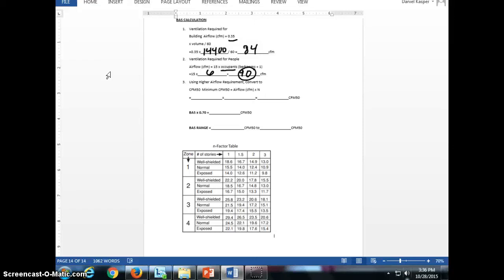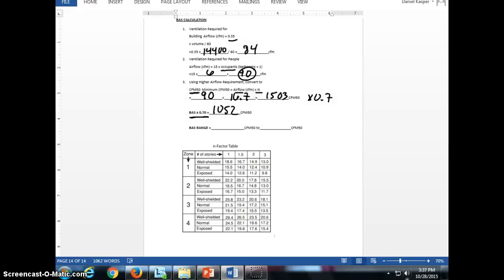We enter that in here. So this is to calculate our CFM 50 minimum. It's going to be airflow times the N factor. In this case, our N factor was 16.7. So our BAS is 1503 CFM at CFM 50. And if you take your CFM 50 and multiply times 0.7, that's right here. BAS times 0.7, if you remember, was about 1052.